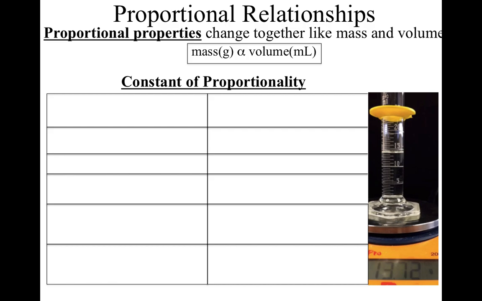This works because mass and volume are proportional. When one goes up, the other goes up, and when it goes down, the other goes down. Many properties are proportional, and we use the measurement of one to figure out the other.